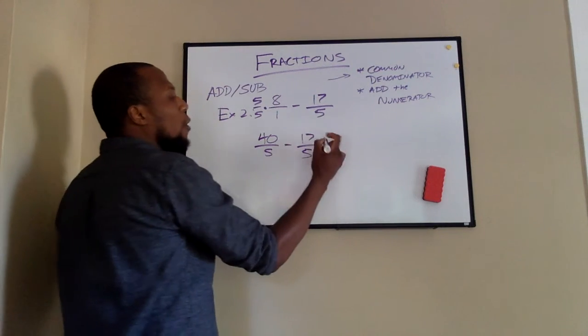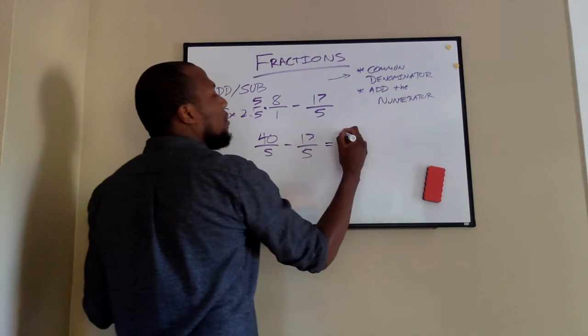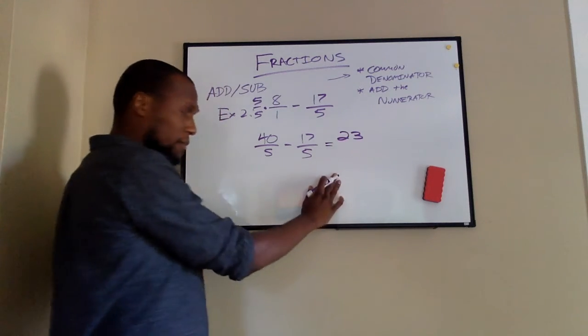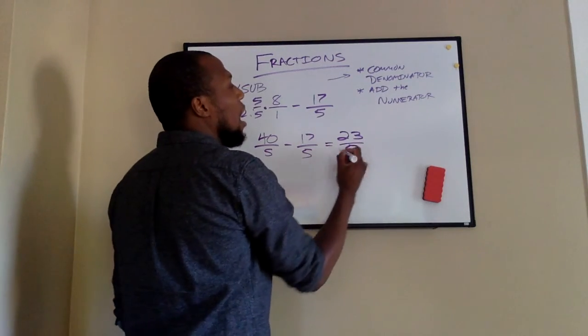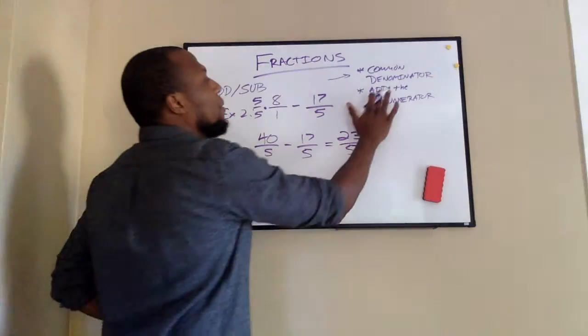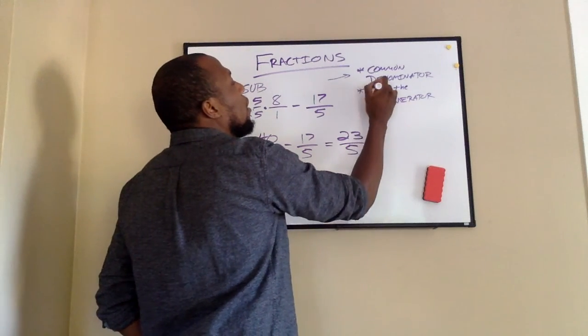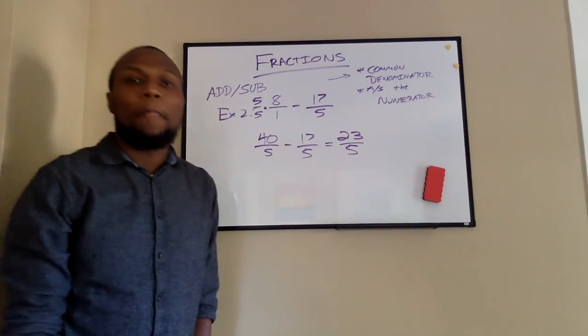40 minus 17 is going to give us 23 of those pieces that are still all fifths. So we keep the denominator exactly the same. Let me actually change this to make it a little bit more accurate. We're going to add or subtract the numerators.